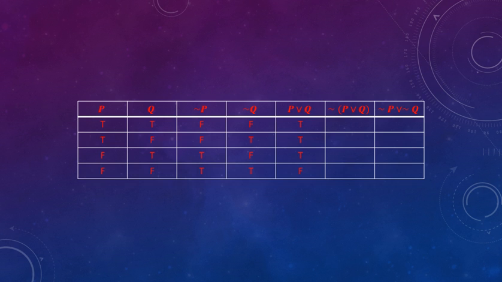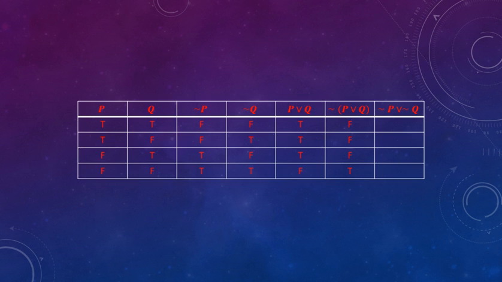Next column, not (P or Q). We are just taking the truth values that we found in the previous column, and we're just reversing them. So it's going to go false, false, false, true.